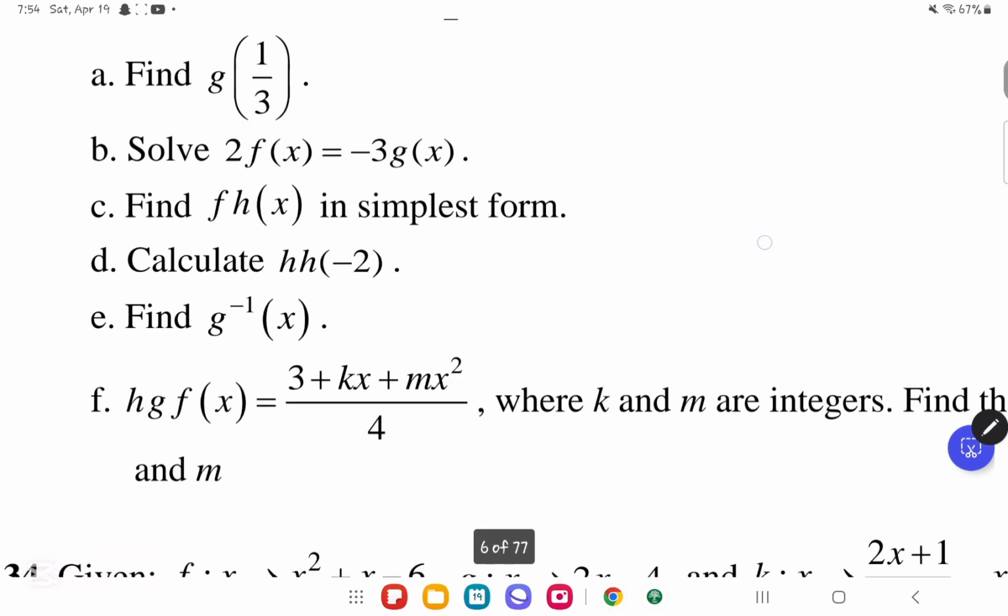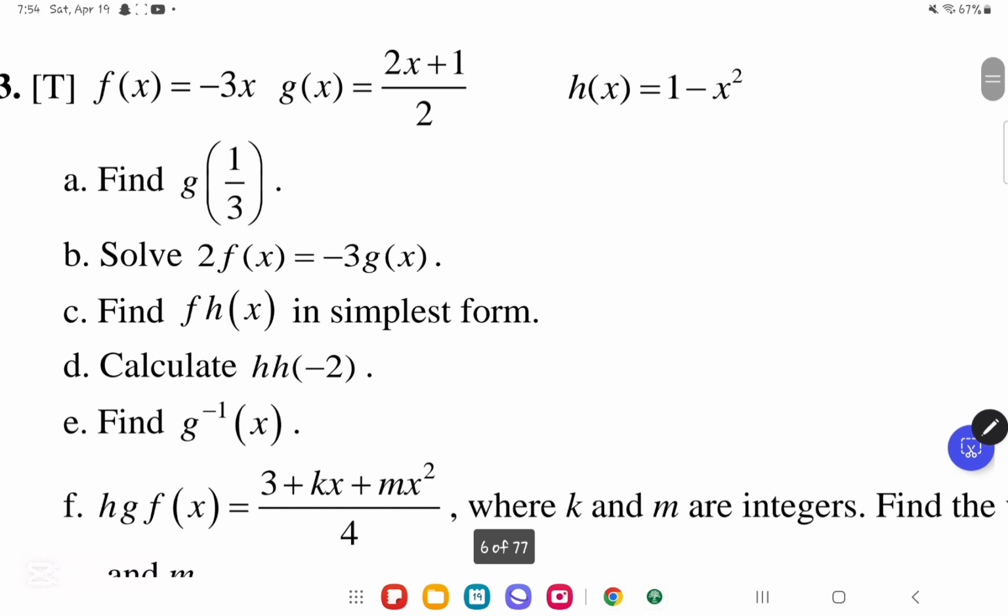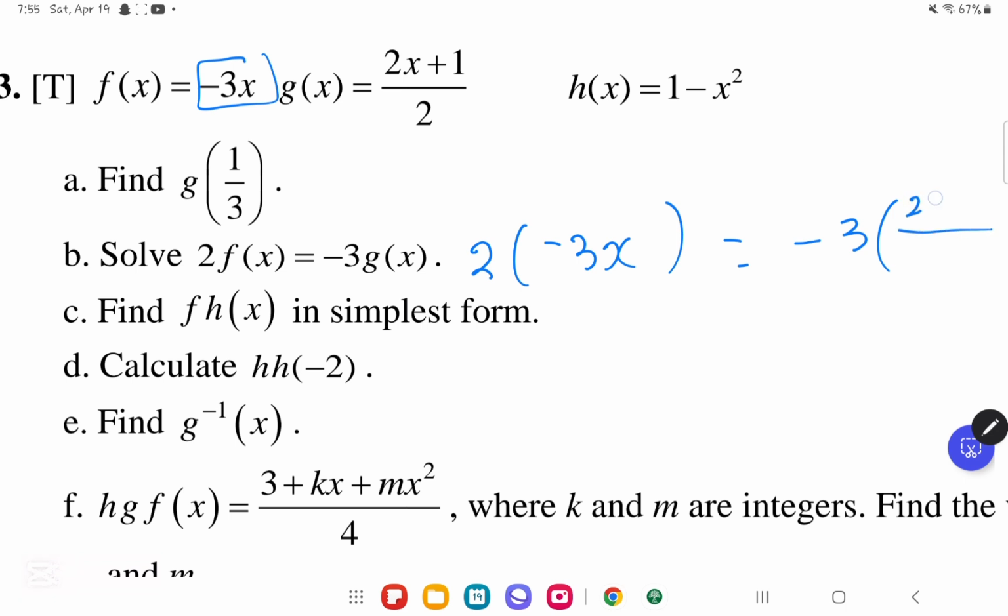Okay, for part B, they said solve 2f of x is equal to minus g of x. What is f of x? f of x is minus 3x. So they said 2 times f of x, which is minus 3x, is equal to minus 3 times g of x, which is 2x plus 1 over 2. After multiplying, you're going to get minus 6x is equal to minus 6x plus 3, not plus, sorry, minus 3 over 2, okay? Bring the 2 to the other side.